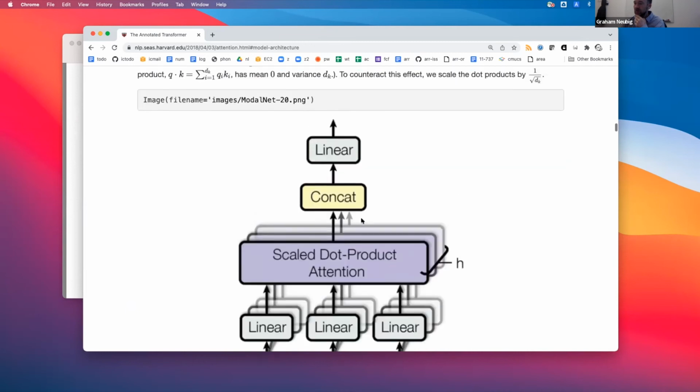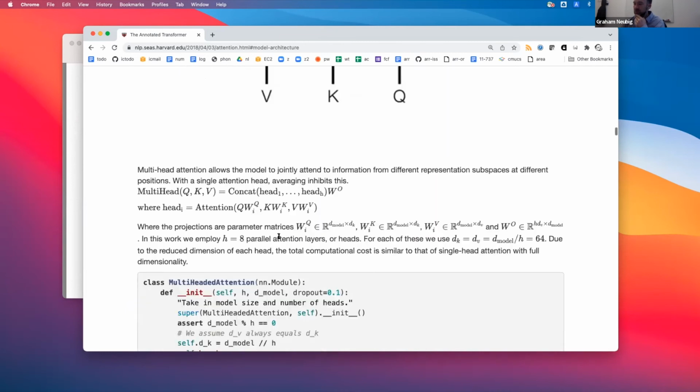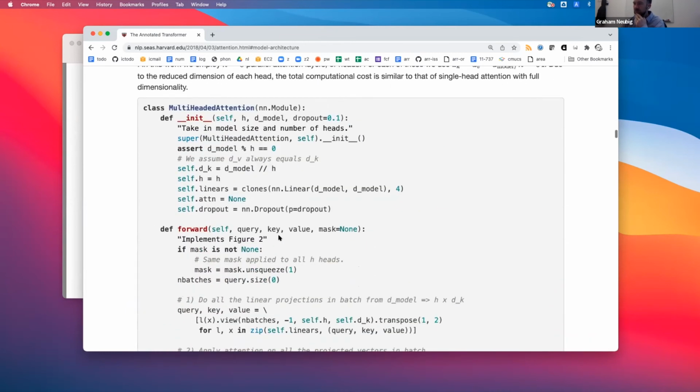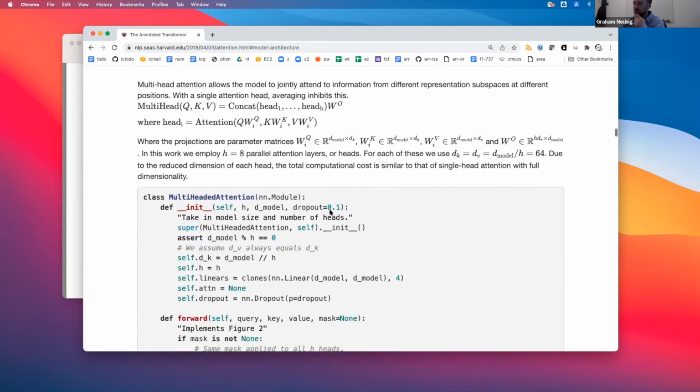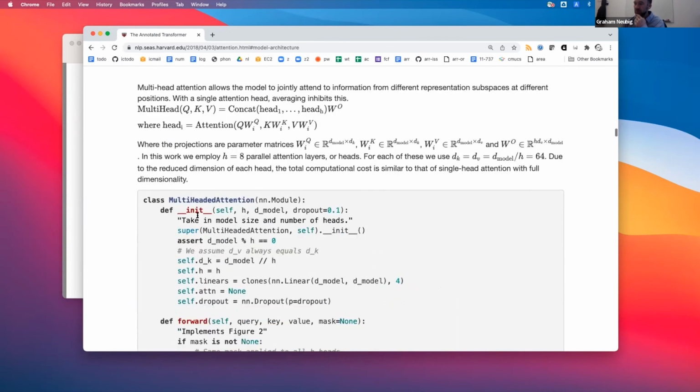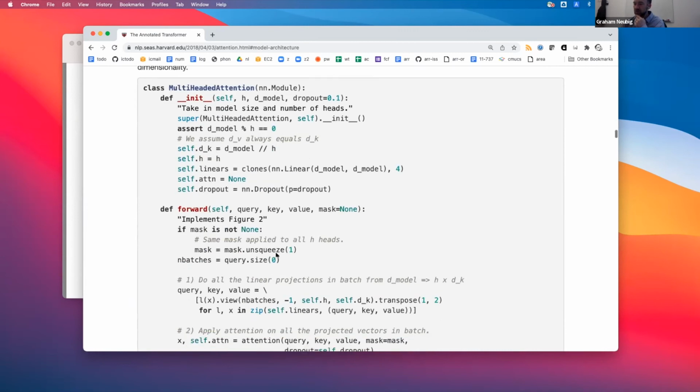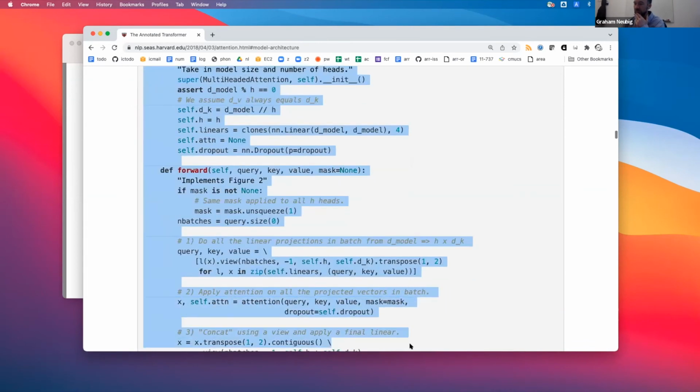And then there's also an implementation of multi-head attention. This is a little bit more involved about exactly how this is implemented. So I'm not going to go through all the equations here because I want to leave time for Patrick. But if you want to look at exactly how the multi-head is implemented, you can see this here.